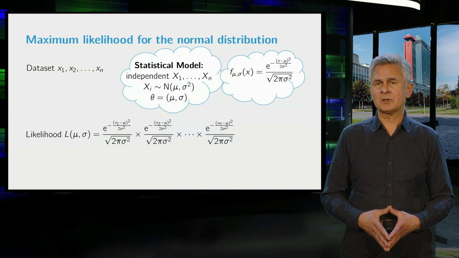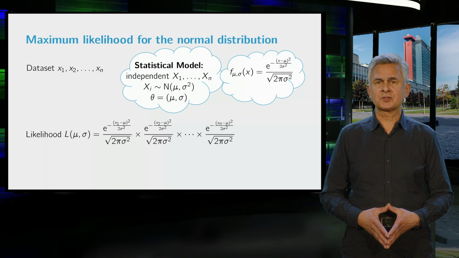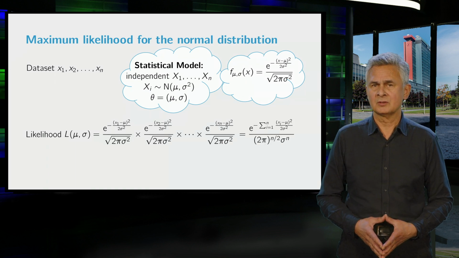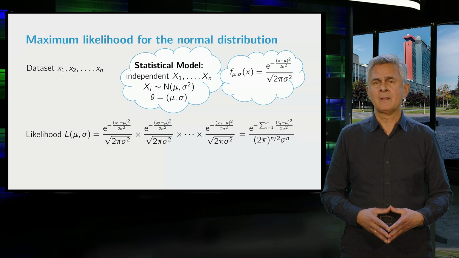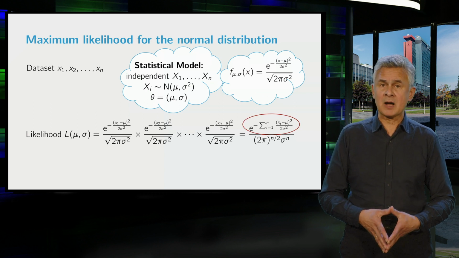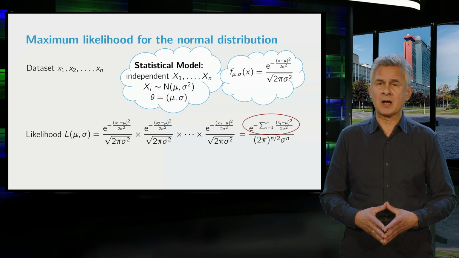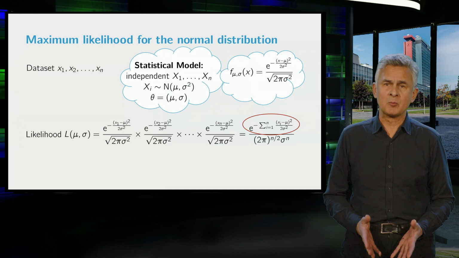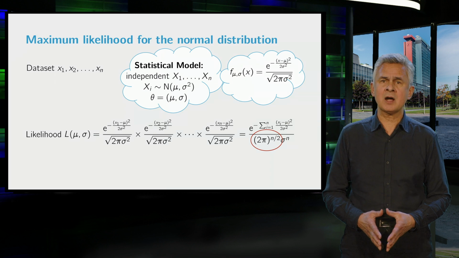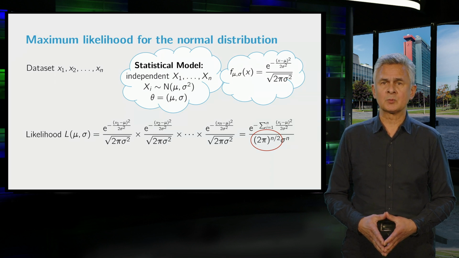Now at this point it becomes useful to use the sum notation from calculus. We briefly write the product as follows. Namely, the product of e powers can be written as e to the power sum of all exponents. And furthermore, we are merging the terms with pi and merging the terms with sigma squared.